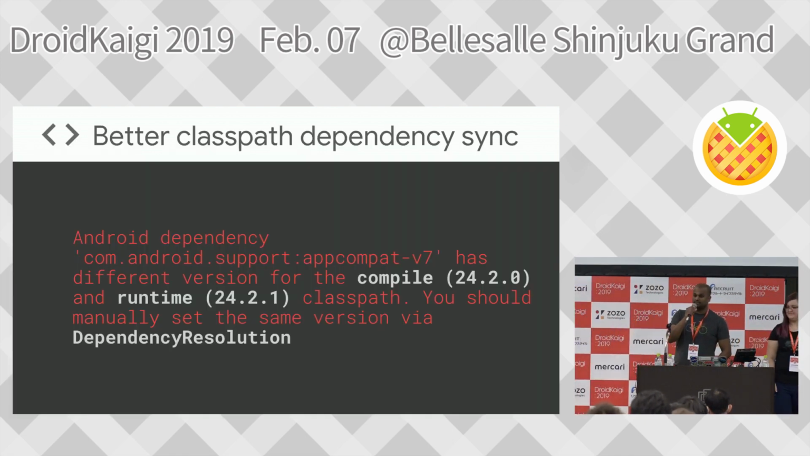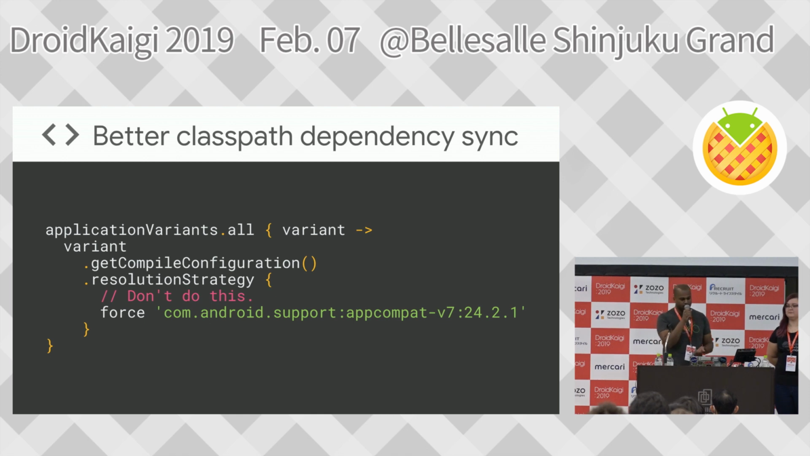On previous versions of the plugin, you might have seen this error. It occurs when you have a dependency that is using different versions across your compile and runtime class paths. So in here we have appcompat v7. On compile, it's using a lower version number than the same dependency on your runtime class path. Previously, you might have had to do something like this, where you actually specify the version you want to use by changing the resolution strategy for the compile time class path. But Gradle doesn't even recommend that you use this API, and now with the latest version of the Gradle plugin, you don't need to. It does it for you.